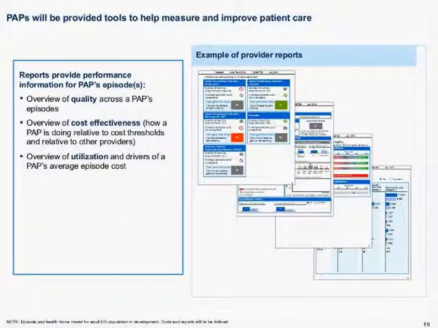These reports are key to keeping up with your performance relative to each episode and show your eligibility for gain risk sharing. The reports provide performance information for PAP episodes, such as an overview of quality across a PAP episode, overview of cost effectiveness, in other words, how a PAP is doing relative to cost thresholds and relative to other providers, and an overview of utilization and drivers of a PAP's average episode cost.